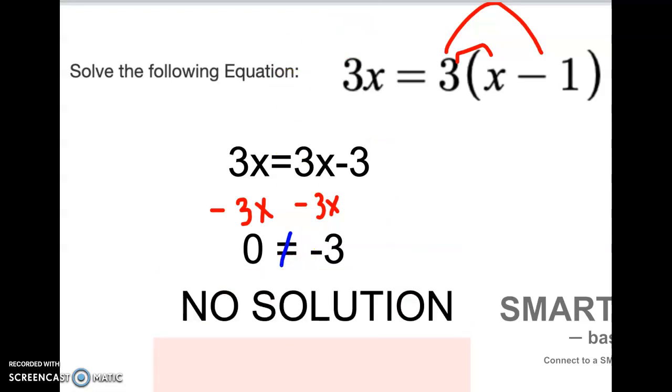So when you get something that is not true, like 0 equals negative 3, we know that's not true. 0 does not equal negative 3. Those two numbers do not have the same value, which means this equation has no solution.